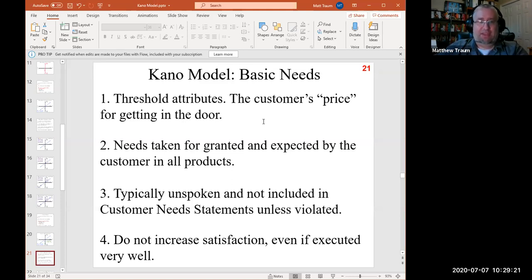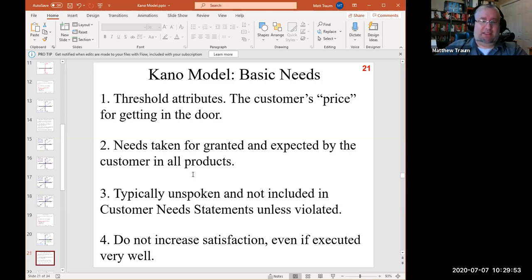If you don't have these attributes, the customer isn't even going to talk to you. So they're very fundamental, very basic, but they have to be there. These are needs that are taken for granted, and they're expected by the customer in all of their products. And as a result, oftentimes they're not even mentioned in the customer needs statement because they're sort of obvious, at least to the customer. They're obvious. And so, why even articulate them when everybody knows that a widget should have these particular features?